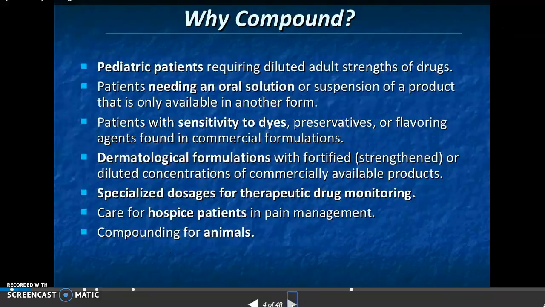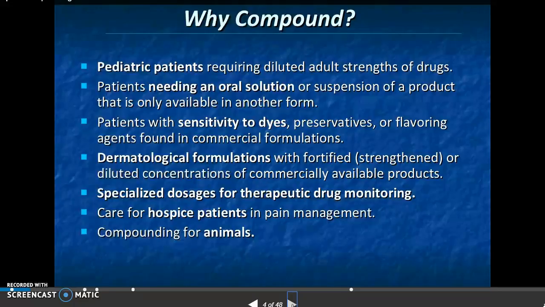All right, so why do you compound? Well, there are several different reasons why compounding is very important. One, a pediatric patient requiring a diluted adult drug, say you're going from 200 milligrams to now 50 milligrams, etc. A patient needing an oral solution or suspension of a product that's only available in another form. Again, a solid going to a liquid. That particular patient may not be able to swallow well, so having a tablet may not be very helpful.